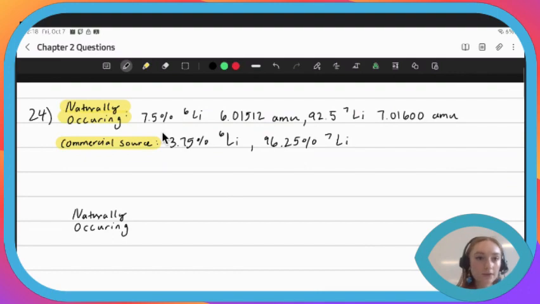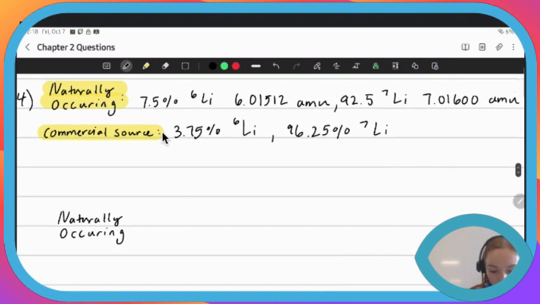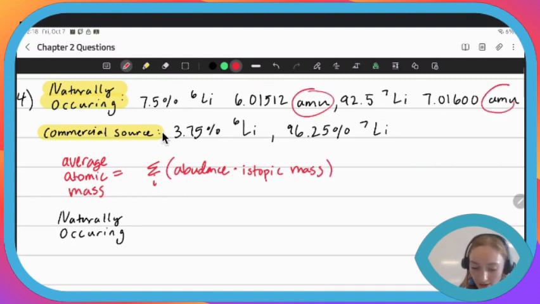So for these, what we have to do is use the equation, which I'll write in red. The average atomic mass is equal to the sum of the abundance, so that's the percent of which it occurs, times the isotopic mass. And so that's the AMUs that we see right here.